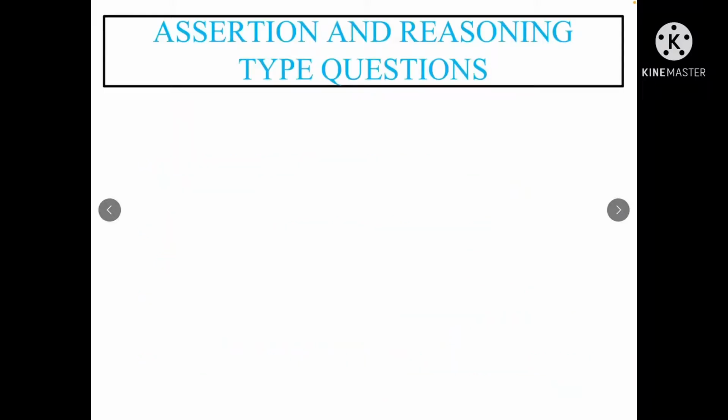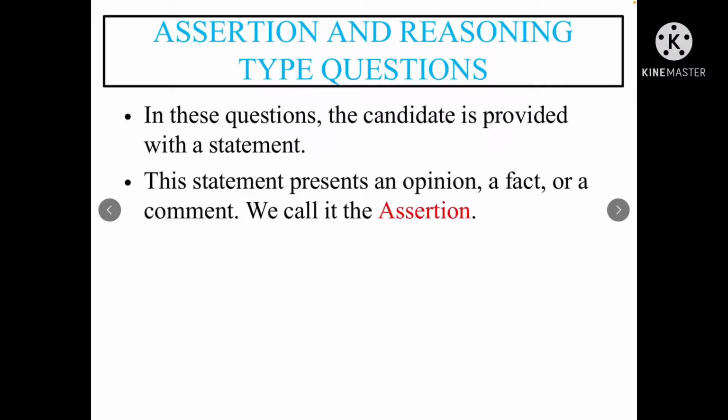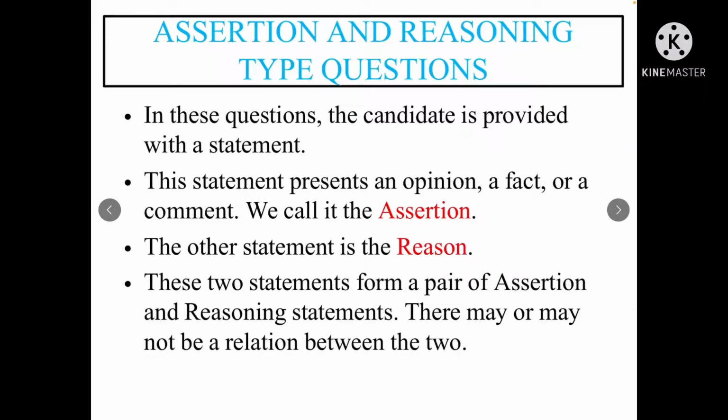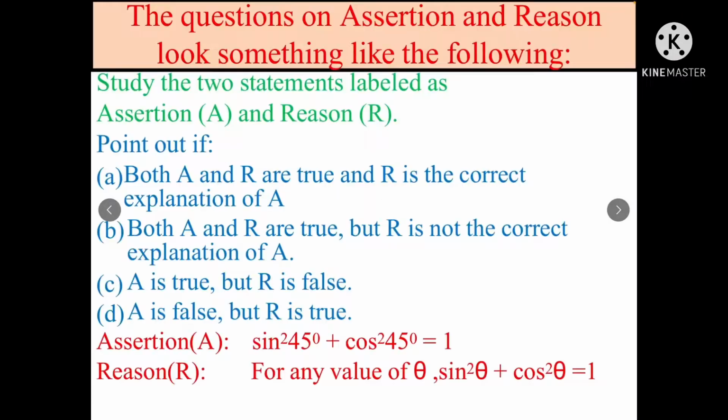Assertion and reasoning type questions. In these questions, the candidate is provided with a statement. This statement presents an opinion, a fact, or a comment. We call it the assertion. The other statement is the reason. These two statements form a pair of assertion and reasoning statements. There may or may not be a relation between the two. The most common misconception is that the assertion is a statement and the reason has to be a defending statement or the cause for it, but it's not necessary.